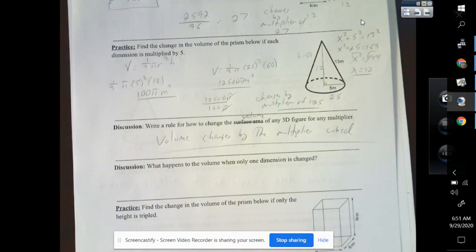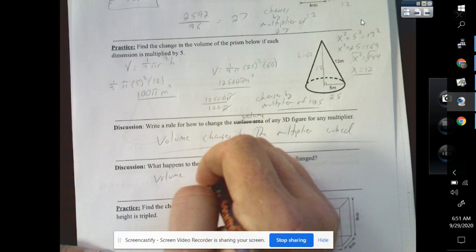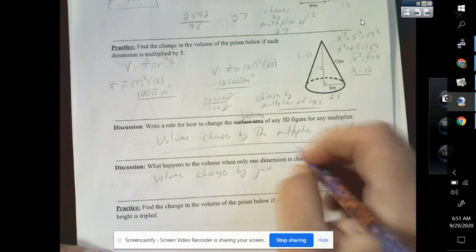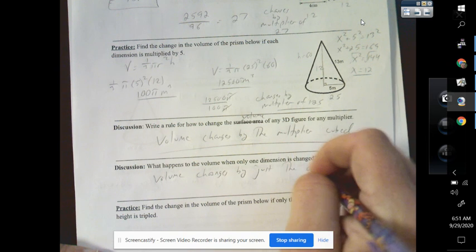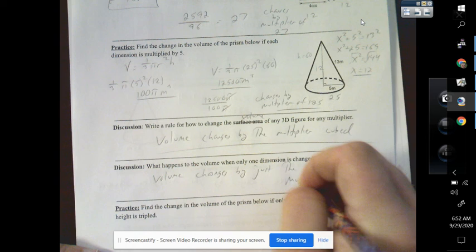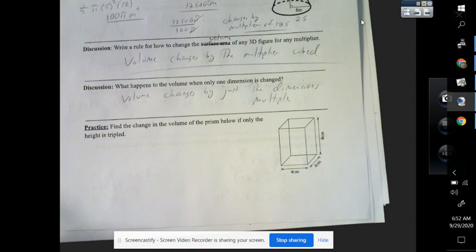Instead of cubing it, if we had to take a guess, we could say something along the lines of volume changes by just the dimension's multiple. So for example, if I only change the length by a certain value, that might only change my volume by that certain value. Let's see a quick example of that.